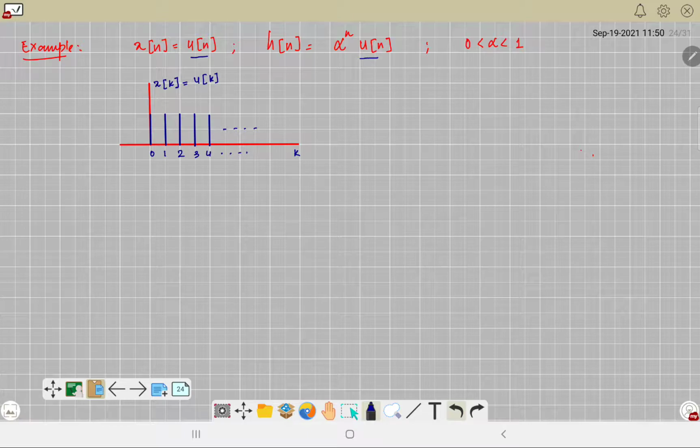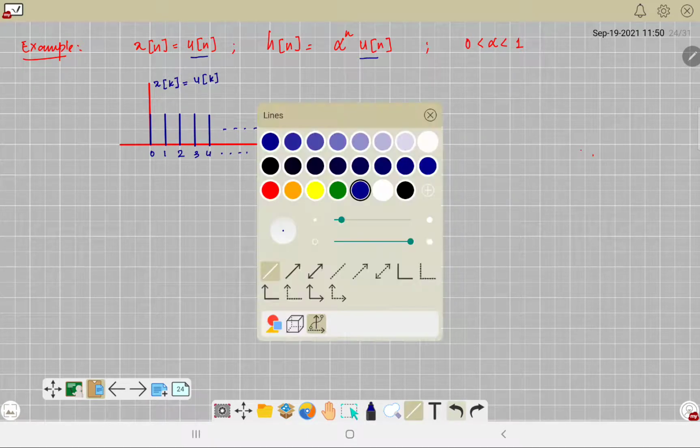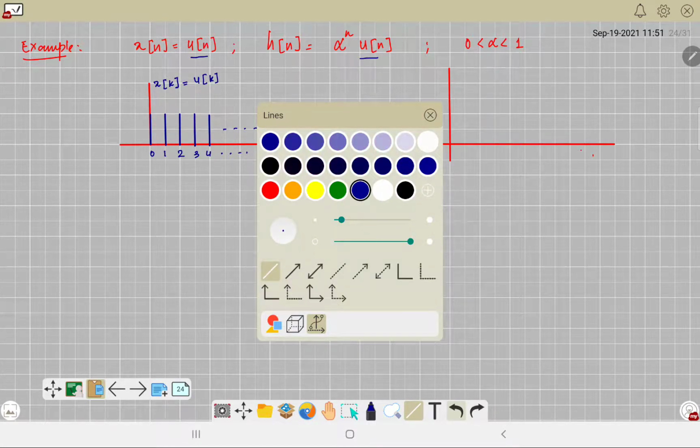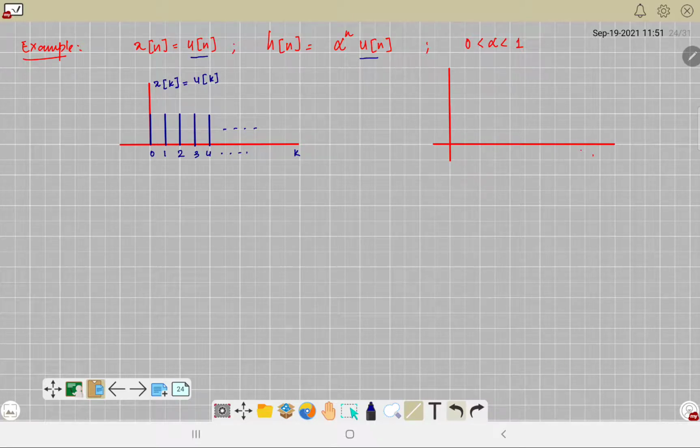Then we have h of n. First important thing is it is multiplied by u of n. So again, it will be defined only for the positive values of n. So it will be an exponential. I will try, just to make it an exponential.